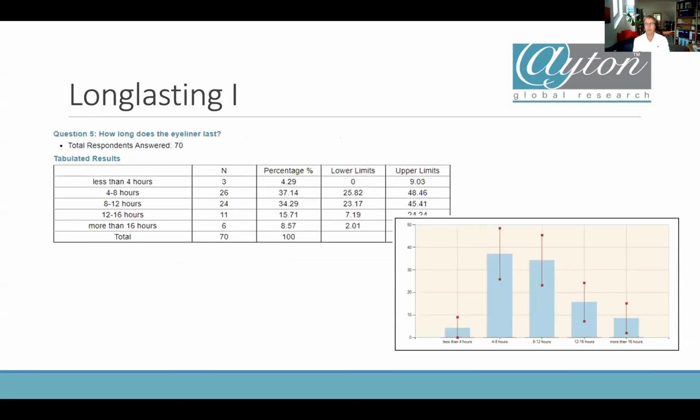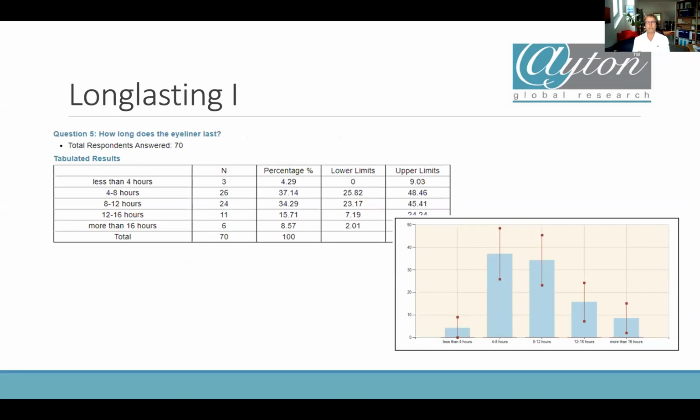But now about long lasting, and we had some discussions and decided to approach this long lasting issue in several ways to see which one in the end works best. And the first one was to say actually, how long does the eyeliner last? So we said, does it last less than 4 hours, 4 to 8 hours, 8 to 12 hours, 12 to 16 hours, more than 16 hours? So we gave them a range of times that it lasts.